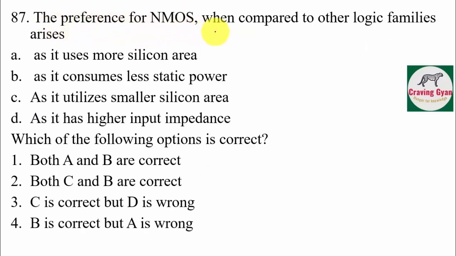87th question, the preference for NMOS when compared to other logic families arises. First option what they are telling is, as it uses more silicon area, as it consumes less static power, as it utilizes smaller silicon area, as it is having higher input impedance. Now look at over here, if you are talking about NMOS, you compare with respect to CMOS. It uses less silicon area is correct. It uses more silicon area is wrong. Static power dissipation in the case of CMOS is less, but in the case of NMOS it is more. NMOS is going to offer little bit higher resistance when compared to your CMOS. So D is also wrong. So the suitable option that's going to follow is option 3 is correct.